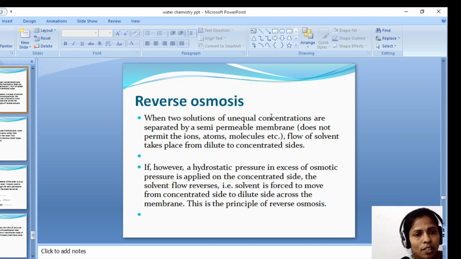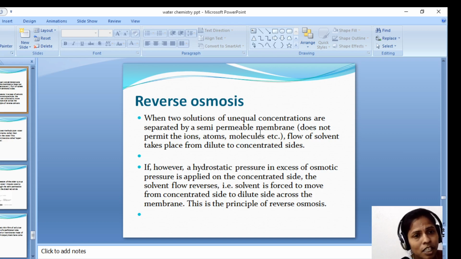But when does this process happen? When two different solutions are separated by a semi-permeable membrane. Different concentration means one side has a low concentrated solution and the other side has a high concentrated solution. These two solutions are separated by the semi-permeable membrane. What is the use of the semi-permeable membrane? It allows the solvent particles to pass from the low concentration solution to the high concentration solution. Yes, that is called the osmosis process.